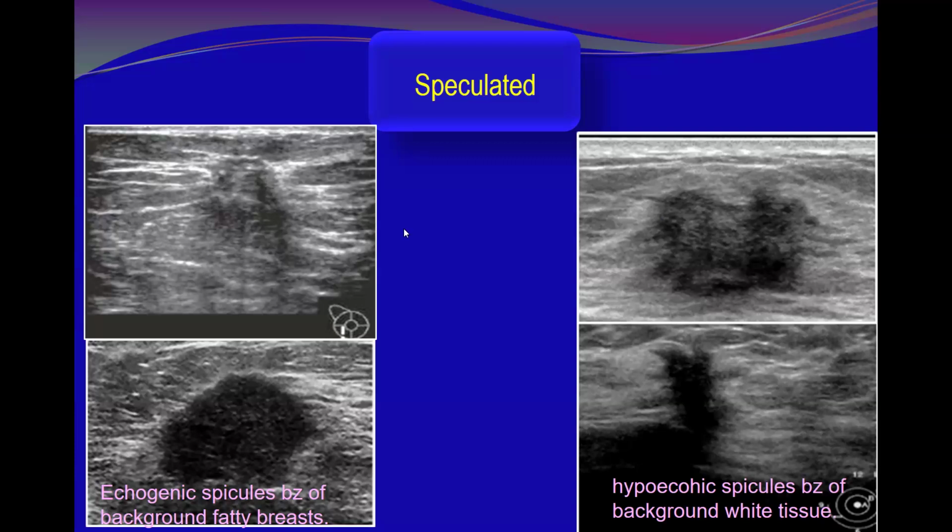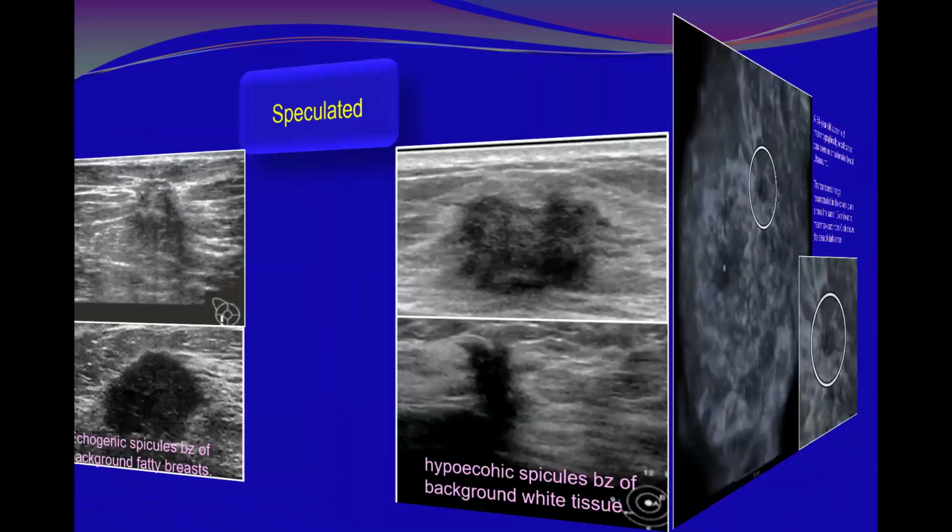That eliminates the hyperechoic appearance. But in the other two examples here, especially this one, the background is fatty breast, which is why we look for the long hyperechoic spicules extending on both sides of the lesions. Some of them can be appreciated, while the others might be beyond the resolution of the ultrasound and appear as just a hyperechoic rind.